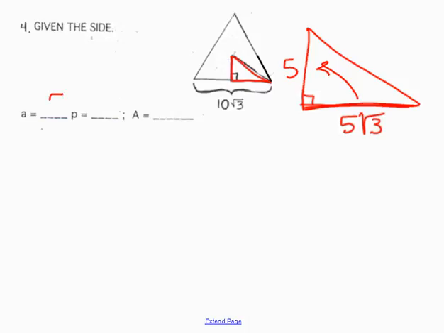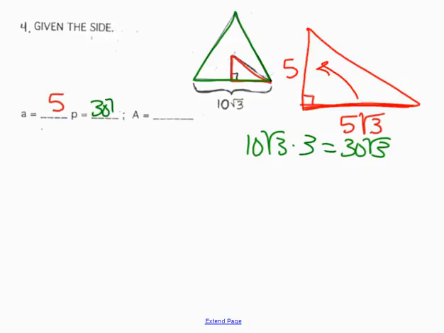The apothem is 5. Now to figure out the perimeter, we're going to take 10 radical 3 times 3. 10 radical 3 times 3 equals 30 radical 3. So 30 radical 3 is the perimeter.